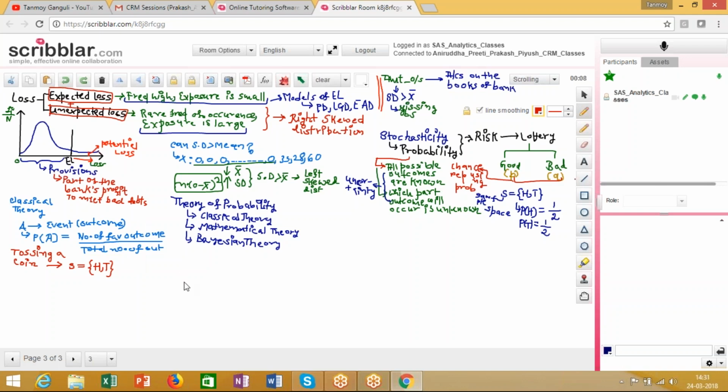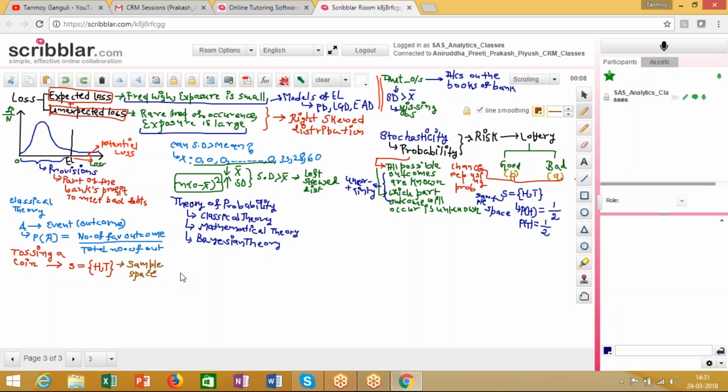So this is called the sample space. So this S is called the sample space. So the sample space is the set of all the possible outcomes that are there, right?